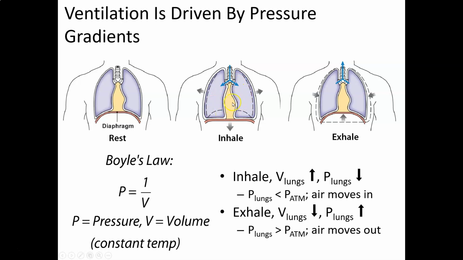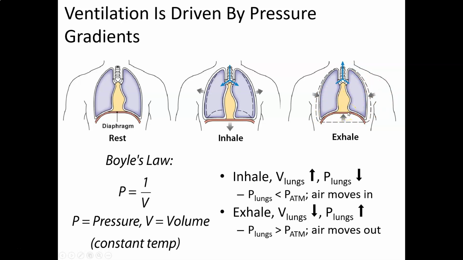Since the volume went up, Boyle's law tells me that the pressure is going to go down because they're inversely proportional. And now the pressure of the lungs is less than the pressure of the atmosphere, and gas moves in. So if you see these kind of subtle blue arrows, right, they're going into the lungs. So that's inhalation.